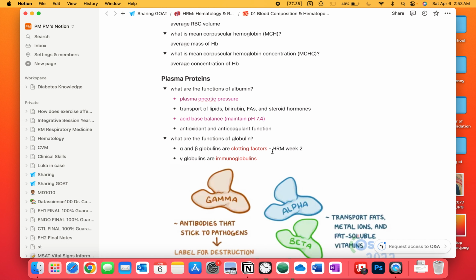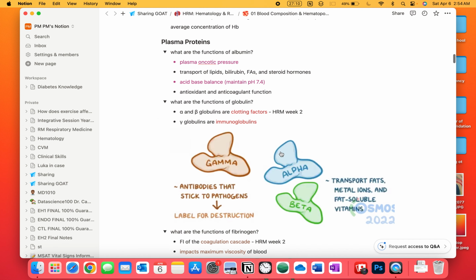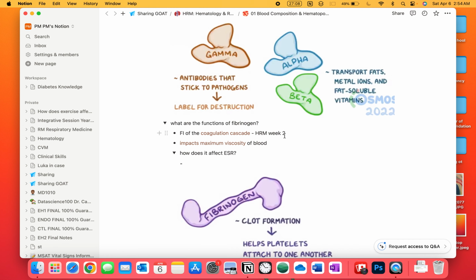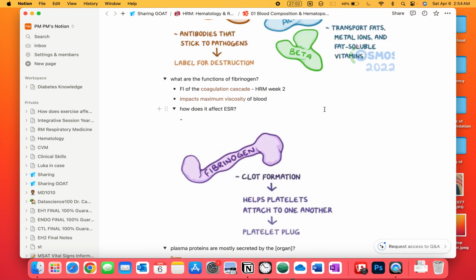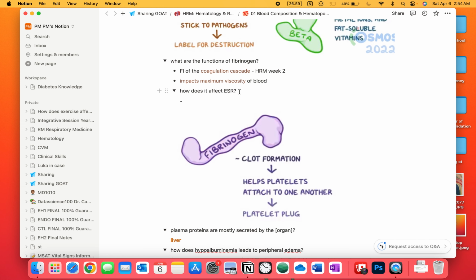So what are the functions of albumin? Plasma oncotic pressure. This is basically the oncotic pressure that is sucking the water back into the capillary. Albumin transports lipids, bilirubin, fatty acids, steroid hormones, acid-base balance, antioxidant, and anticoagulation function. What are the functions of globulins? Alpha and beta globulins are clotting factors, and gamma globulins are immunoglobulins. What are the functions of fibrinogen? This is factor one of the coagulation cascade. Impacts maximum viscosity of blood, and it affects ESR proportionally.